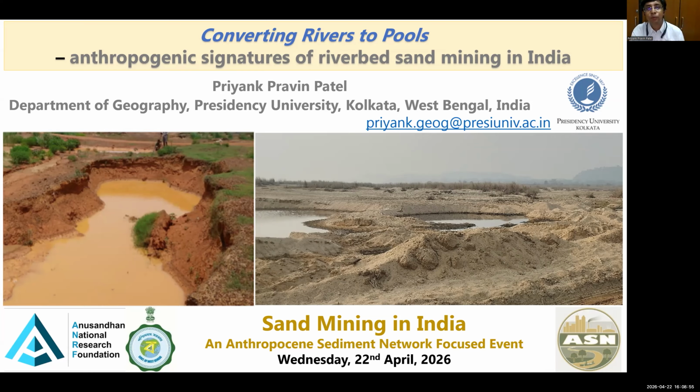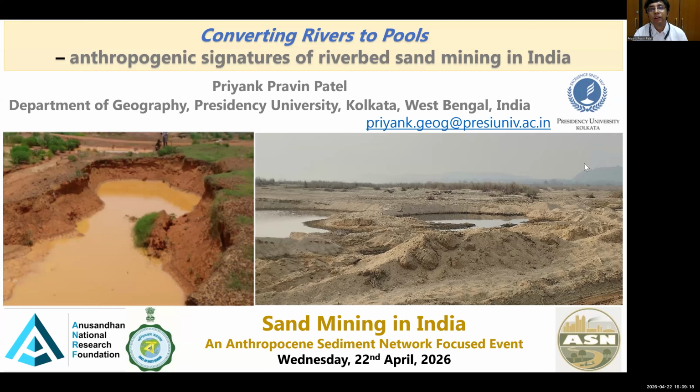So, converting rivers to pools: we are looking at how human induced, or human demand driven, need for sand is changing riverbeds across the world, especially across India. And what are the signatures that we see from satellite images, from maps, on the ground of such changes on rivers?